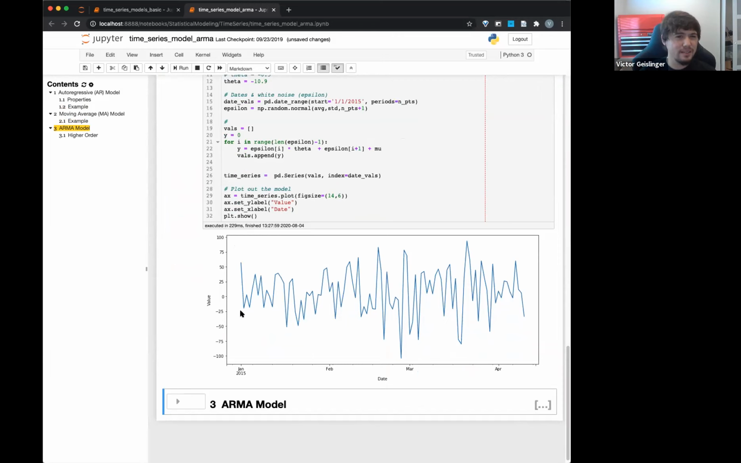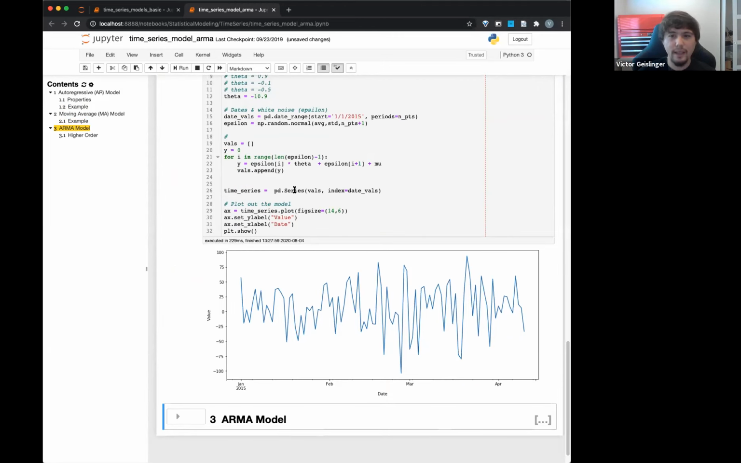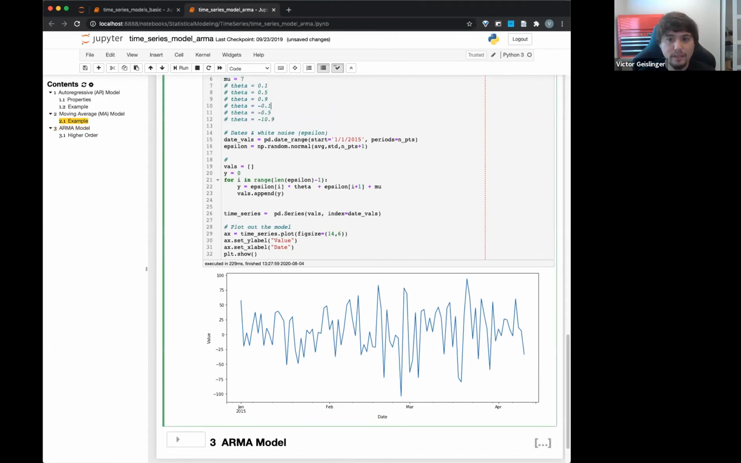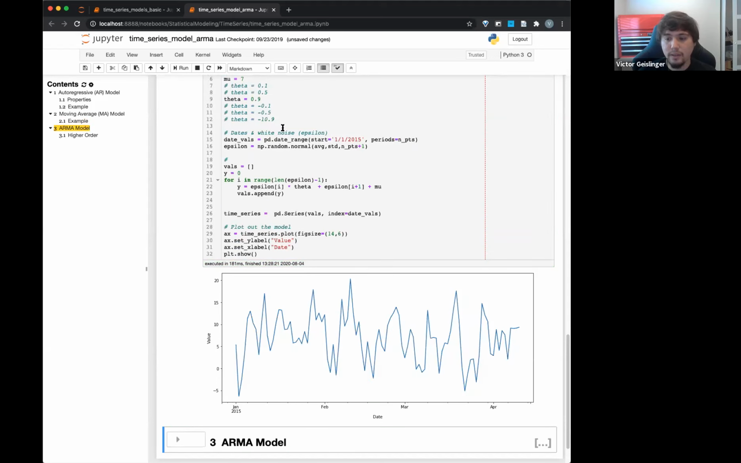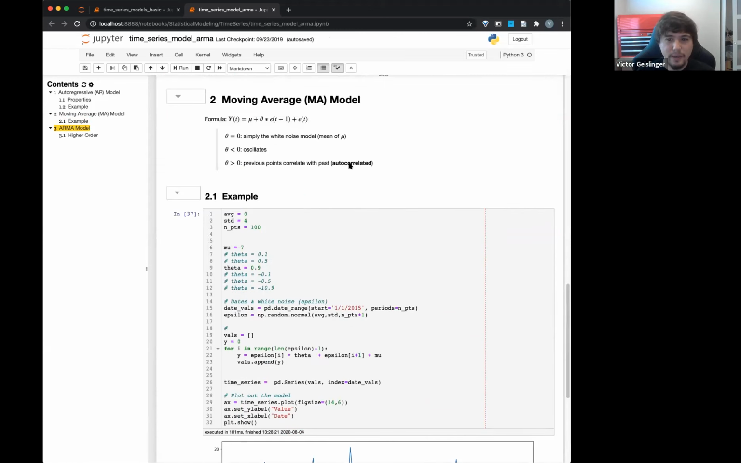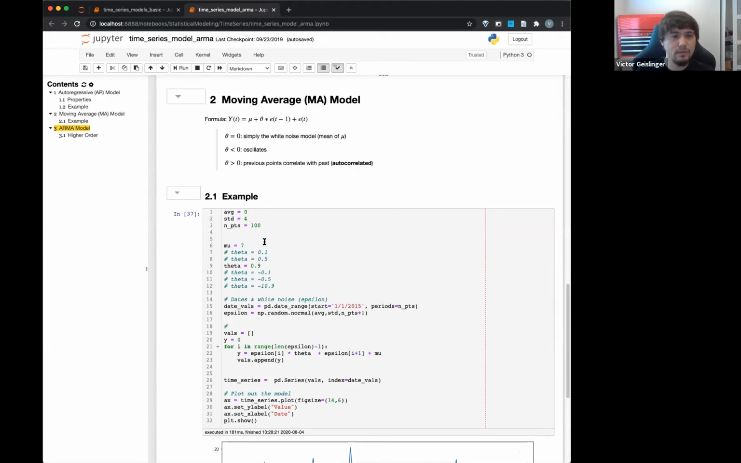Does that make sense? Okay. And then you can see if it's positive, it just correlates positively. It should look a little more random than it did with the autoregressive model because we're looking at just the random points. Okay, cool. Any questions on this? If you understand the first one, AR, MA is usually a little easier to understand. Okay, cool.